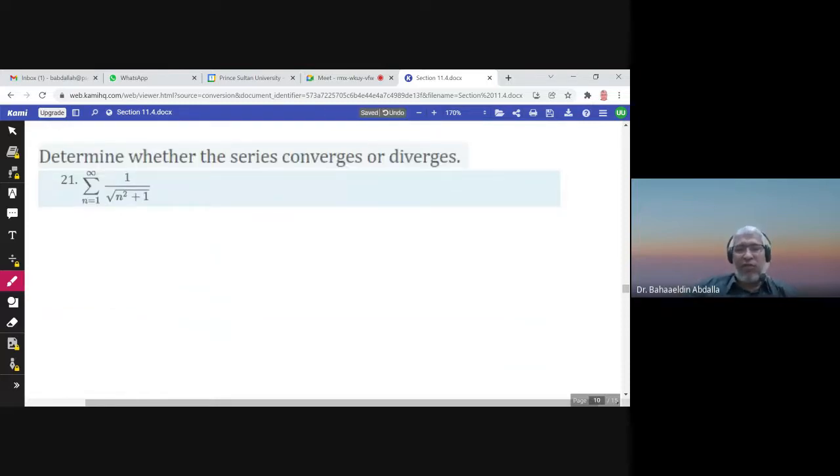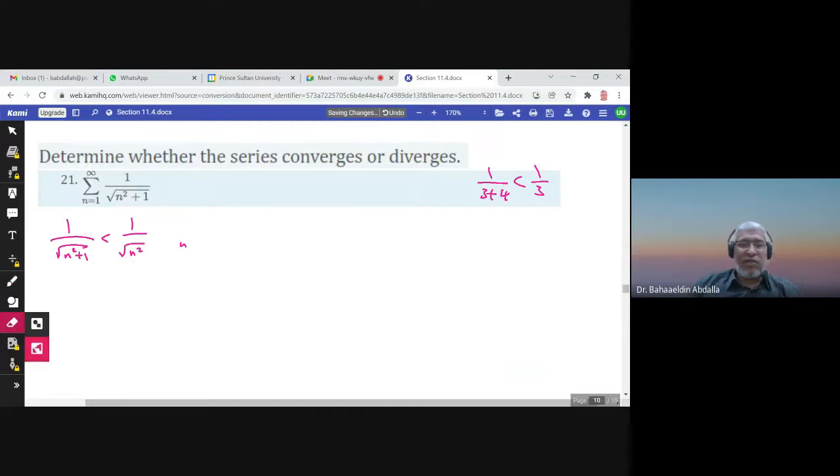Determine whether this series is convergent or divergent. When I have plus here, I can make it less than. So we know that 1 over 3 plus 4 is less than 1 over 3. So I can say that 1 over square root of n squared plus 1 is less than 1 over square root of n squared, but this is 1 over n, so it doesn't help me because 1 over n is divergent. Less than divergent does not help to use the direct comparison test.